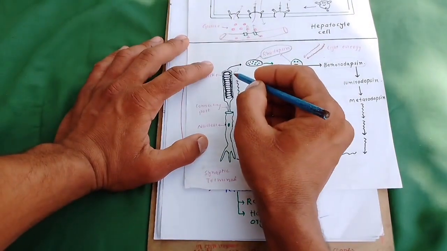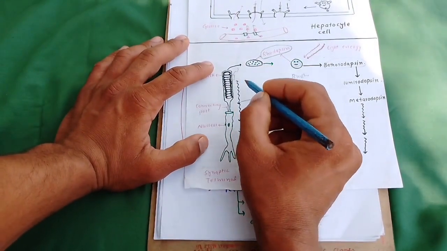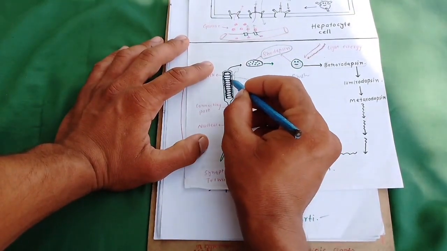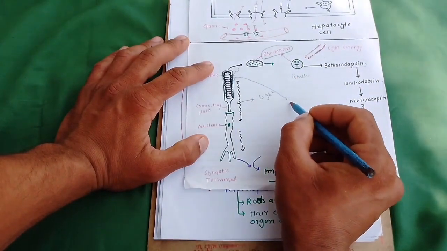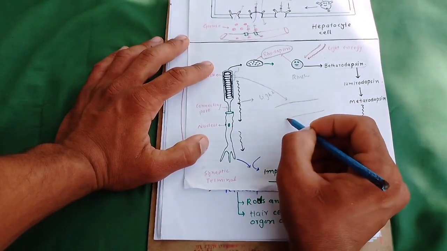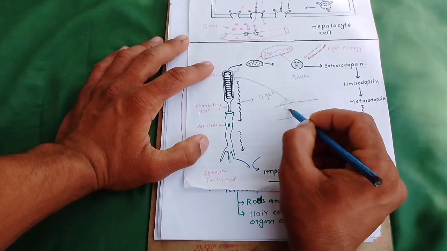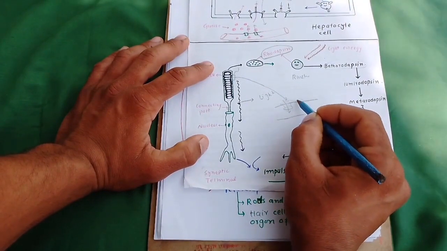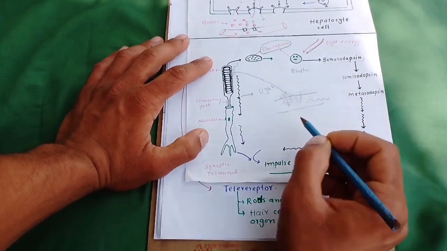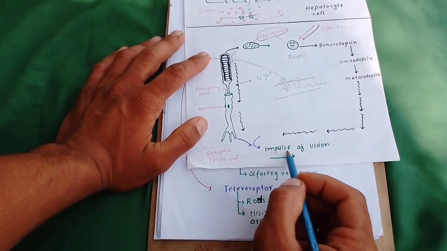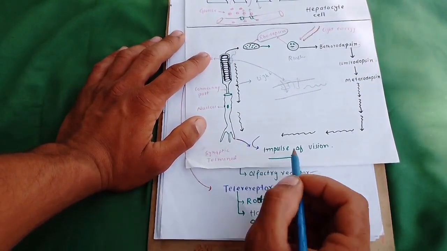At the final stage, at this point, this is the cell membrane. The cell membrane consists of channels. Sodium goes inward and potassium goes outward. So an action potential is produced, which goes to the brain. This is the emphasis of the vision.